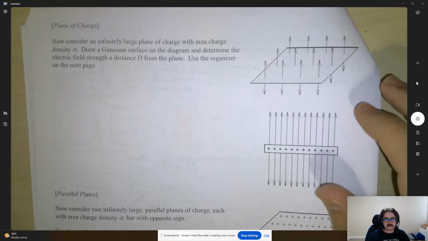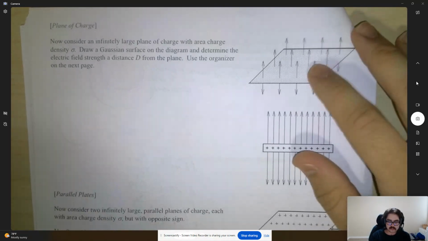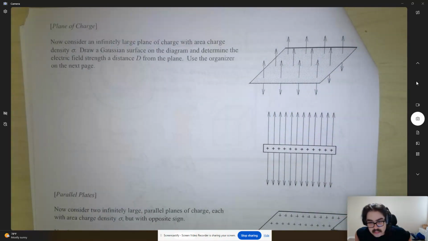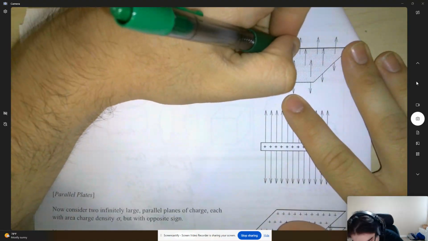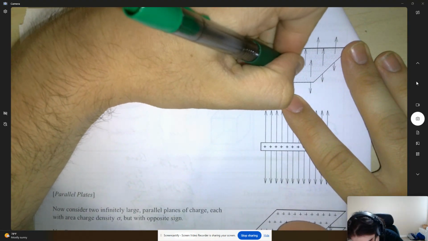So when I draw my surface, the best surface that's going to work for this is going to be a cube. Or I'm not going to call it a cube. Let's call it a rectangular prism, because it doesn't always have the same sides.